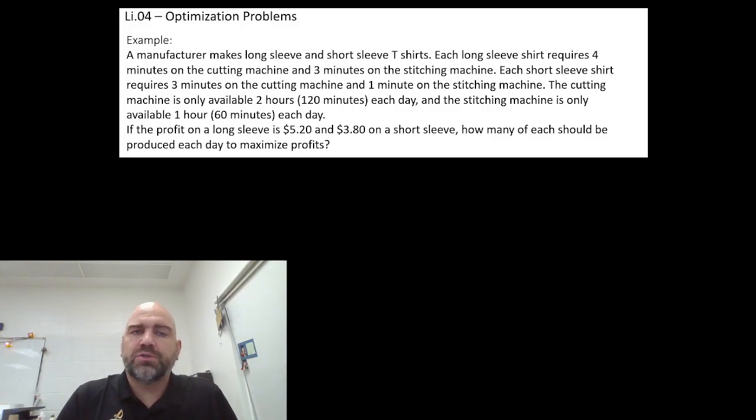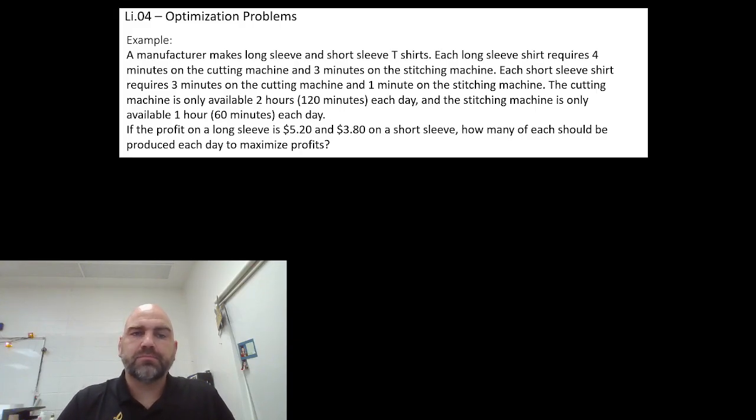Now we have a manufacturer that makes long sleeve and short sleeve t-shirts. We know that each long sleeve shirt requires 4 minutes on the cutting machine and 3 minutes on the stitching machine. Each short sleeve shirt requires 3 minutes on the cutting machine and 1 minute on the stitching machine. The cutting machine is only available for 2 hours each day, and the stitching machine is only available for 1 hour each day. So you're hearing parameters that we're going to have to look at a little bit later.